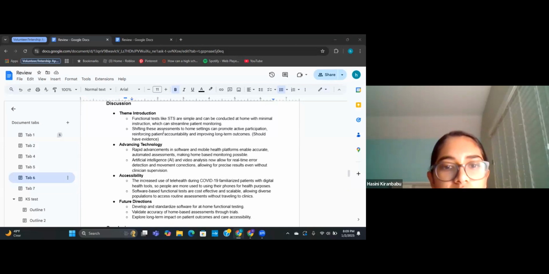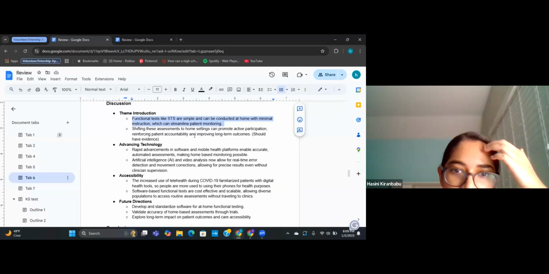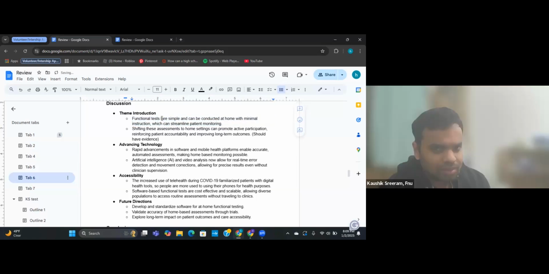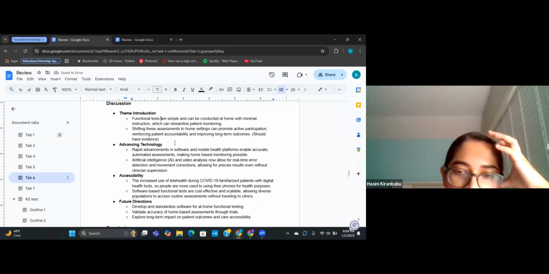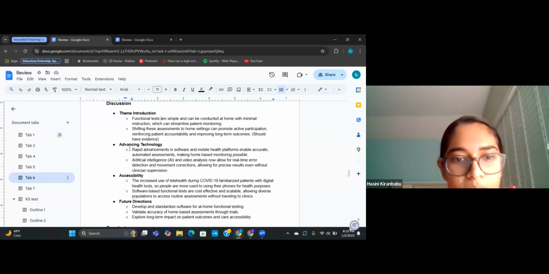Okay, so what I did was I combined the first and second paragraphs. So for the theme, I kept this sentence the same. Functional tests like STS are simple and can be conducted at home with minimal instruction, which can streamline patient monitoring. Shifting the assessments to a home setting can promote active participation, reinforcing accountability, improving long-term outcomes, should have evidence. I still need to find something that outright shows the correlation.